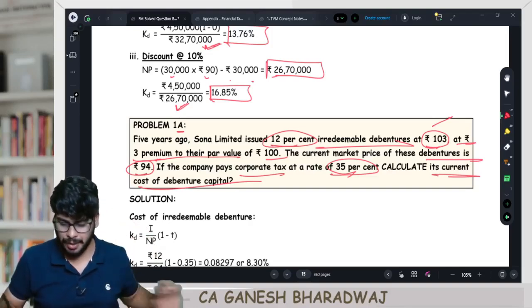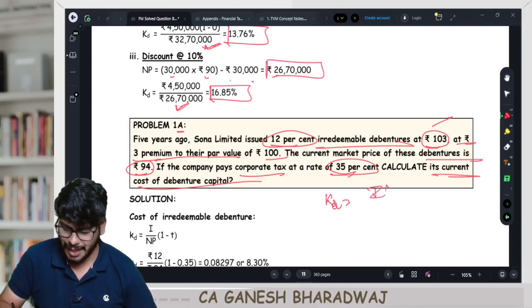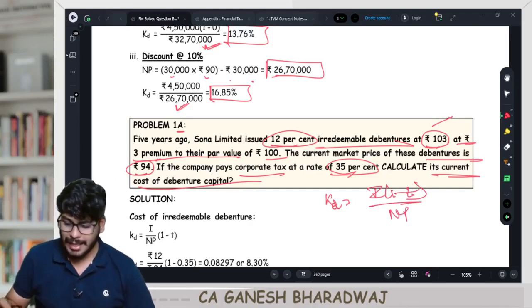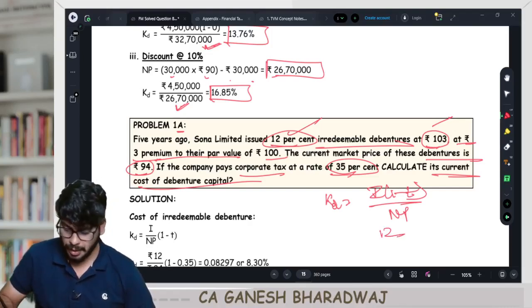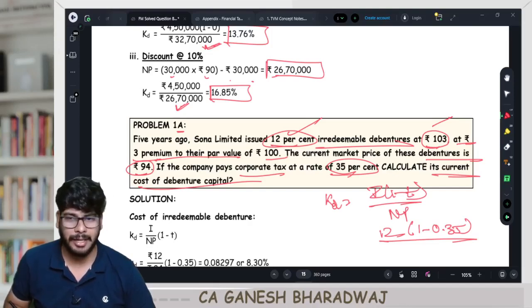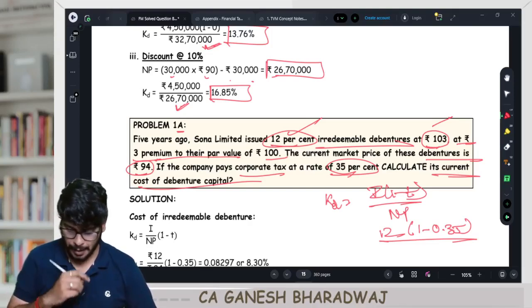Now, you tell me, the formula for KD is what? What I pay upon what I receive. That is I into 1 minus T divided by net proceeds. In this case, what is your I? Every year the company pays 12% on 100, 12 rupees. Correct? Into 1 minus T, 1 minus 0.35 divided by what is going to be the net proceeds in this case? Quick guys, quick. What is going to be the net proceeds in this case?